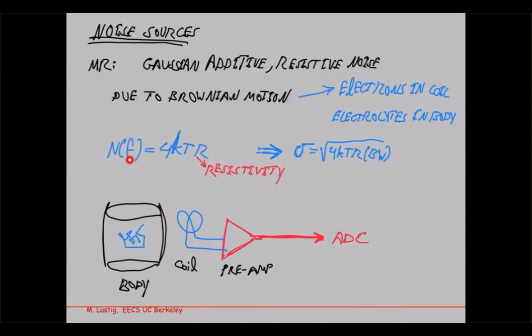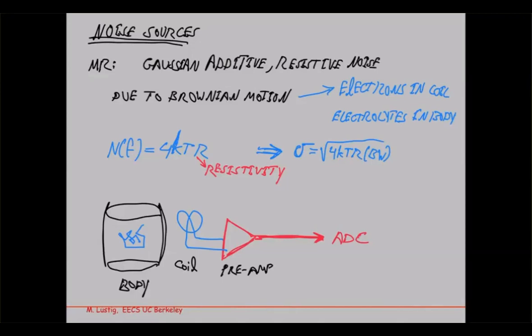So the noise as a function of frequency is pretty much white. It's 4kTR, where k is the Boltzmann constant, T is the temperature, and R is the resistivity. It's the typical white noise, where the standard deviation is basically the square root of 4kTR times the bandwidth. So if you have a filter, then the bandwidth of that filter will also determine the amount of noise.